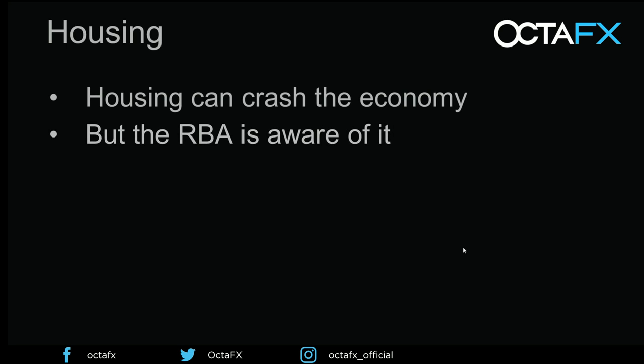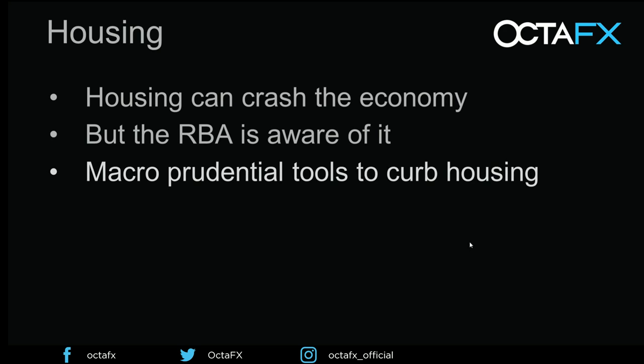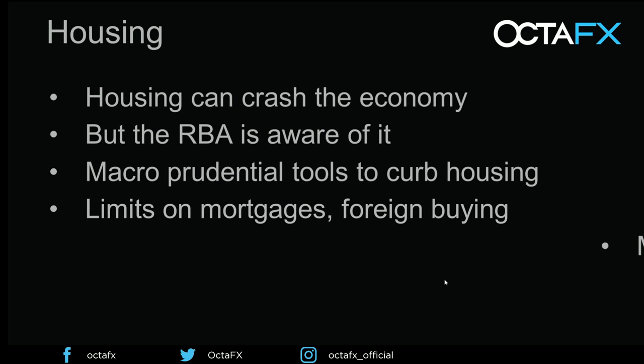Of course, the RBA, the Reserve Bank of Australia, is fully aware of it. What they're trying to do is use what's called macroprudential tools, or in simpler words, just limiting mortgages. So not everybody can take a mortgage. The down payment needs to be higher. Other kinds of limitations that are not interest rate changes. Okay, limits to foreign buying. And if we have more macroprudential tools, it substitutes hikes in the interest rate.